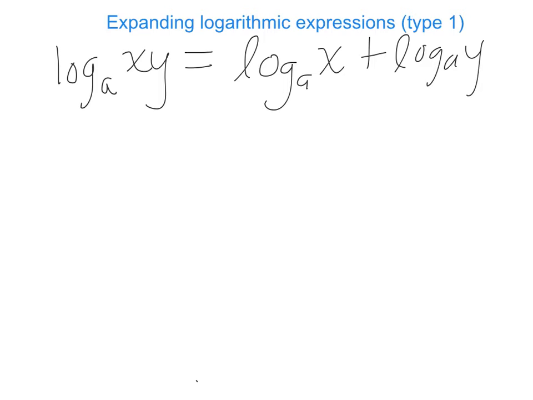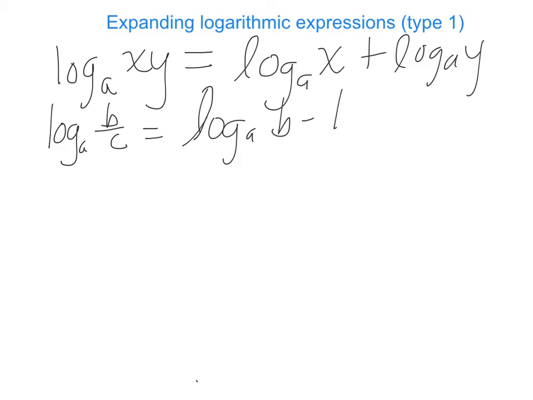The next one is very similar. If we have log base a of b divided by c, we can rewrite that as a subtraction problem. Log base a of b minus log same base a of c. So multiplication goes to addition. Log that has division in it separates into two logs with subtraction. The last one's kind of cool too.